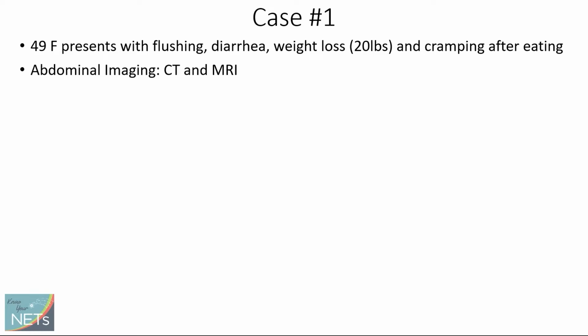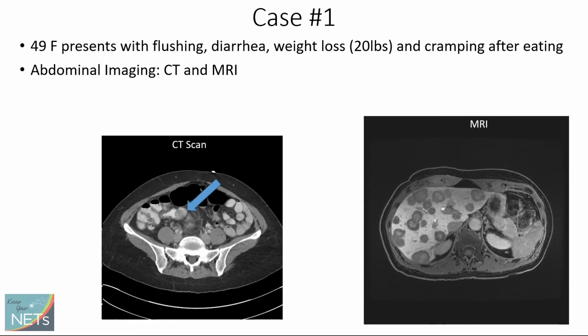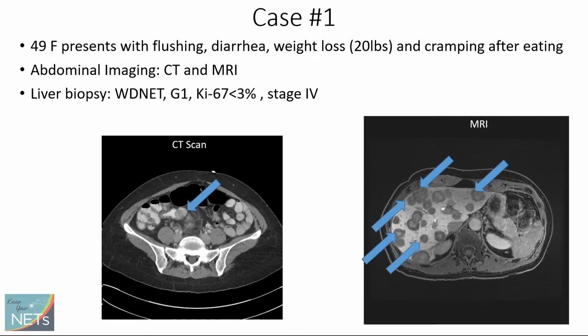This is a 49-year-old female who presents with flushing, diarrhea, weight loss, and abdominal cramping after eating, usually about 30 to 60 minutes after eating. She gets an abdominal CT and an MRI. And the CT shows, as you can see here, that there is a roughly 2 centimeter tumor in the distal small bowel that's partially occluding the lumen of the small bowel. And then the MRI with EOVIST shows that there are multiple liver metastases. The radiologist calls them innumerable. The blue arrows just point to some of them, but essentially all the dark spots here in the light gray liver are tumors. So let's start.